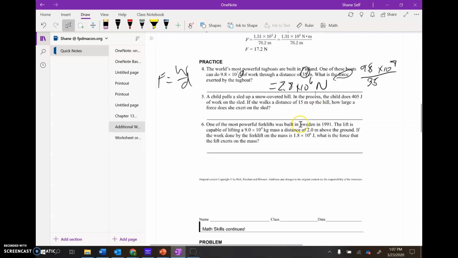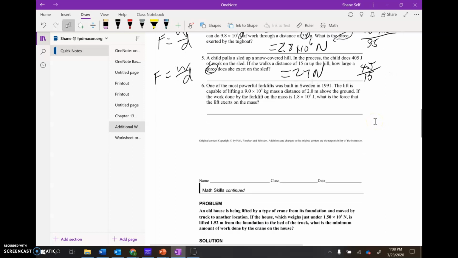Number 5, the child pulls up a sled on a snow-covered hill. In the process, the child does 405 joules of work. They give you work. If she walks a distance of 15 meters up the hill, how large a force does she exert on the sled? They want force. Force is equal to work divided by distance. Our work, 405. Our distance, 15, which gives us a force of 27 newtons. Feel good?